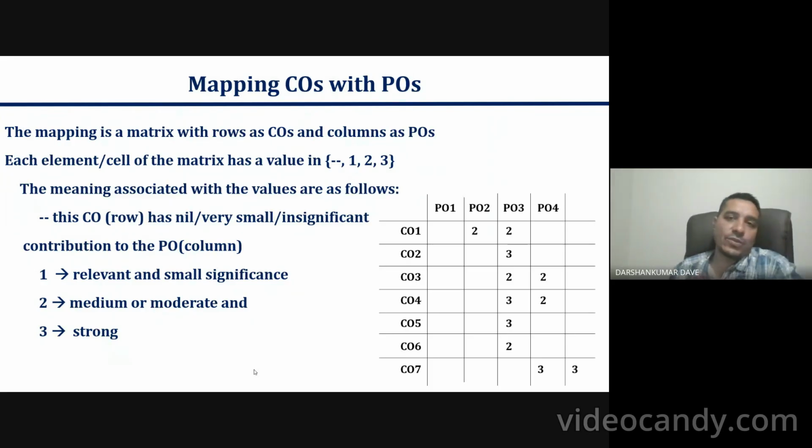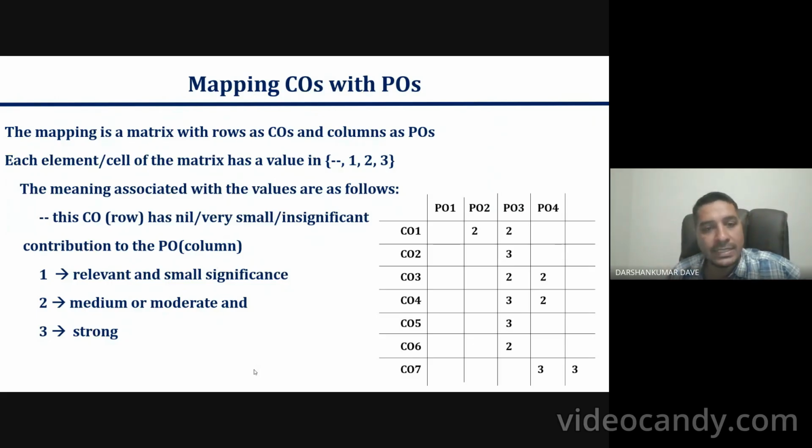Only the person who owns this outcome, or the persons who are delivering that particular course, can decide these 1, 2, and 3. I have seen people practicing this task on AI tools, ChatGPT, Perplexity, and many others. That is not a good practice. You should not use an AI tool for this mapping, because since you are delivering the course, you are the right person to justify this mapping.